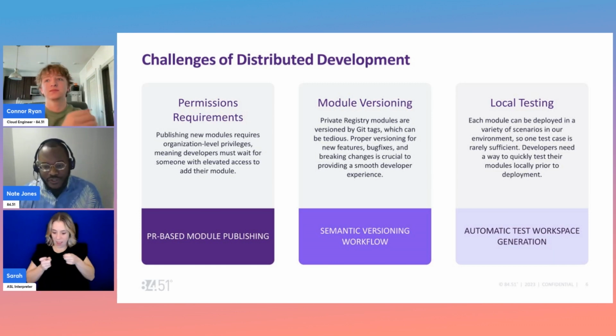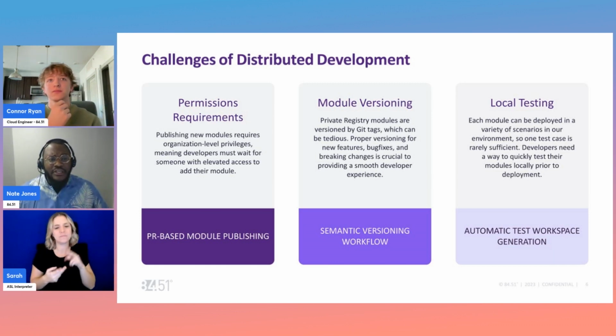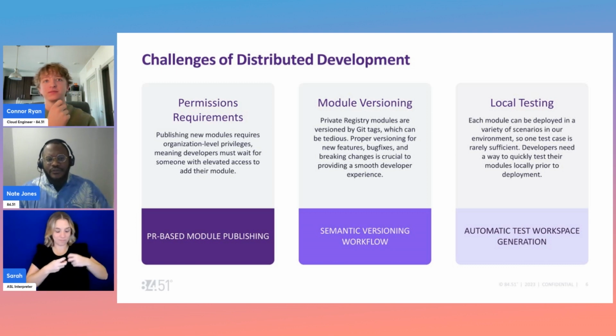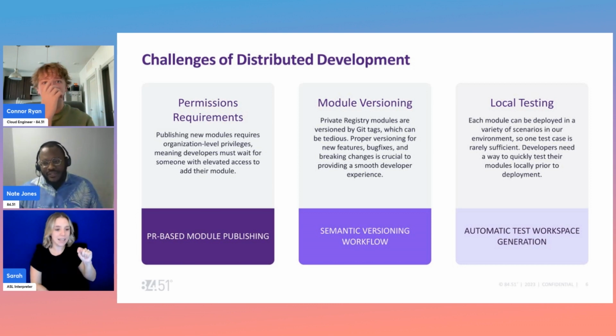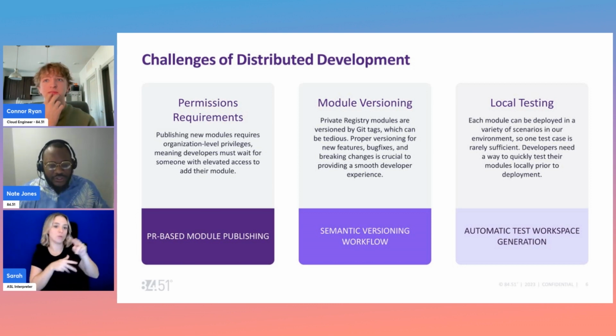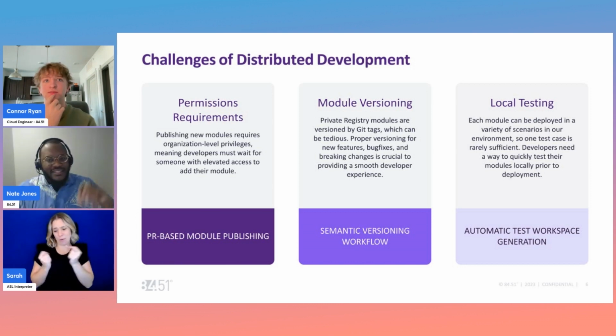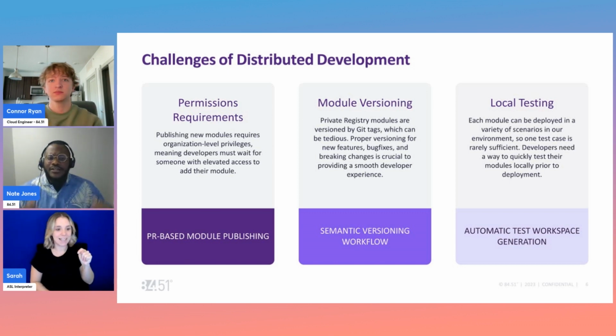Number two is module versioning, right? So when we started working on this, you had to use Git tags if you wanted to version a module in the registry. And we talked about the distributed development. So not all these teams are really used to that Git workflow of tagging your modules and all that. So our solution to that is the semantic release versioning workflow.